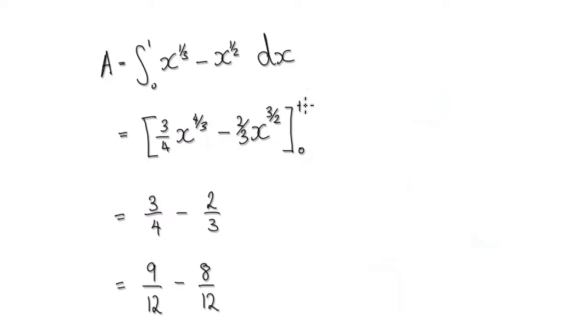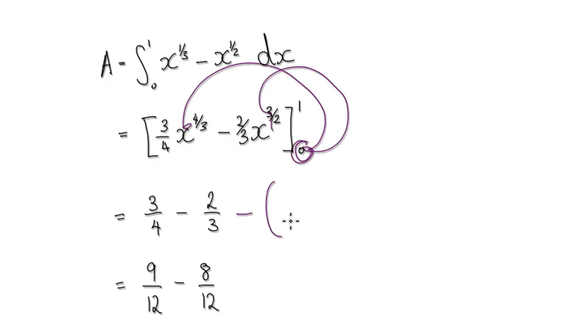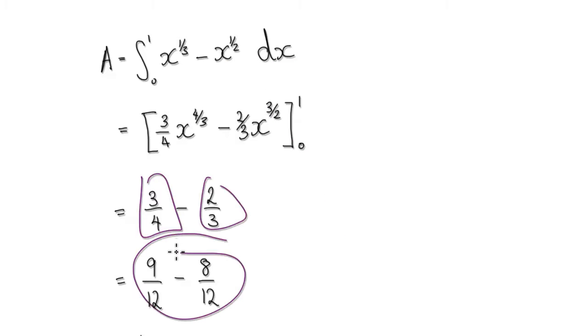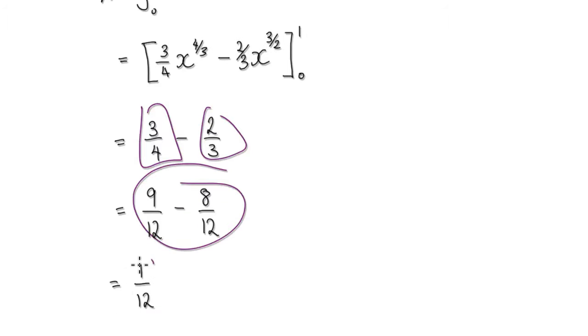When you put 1 into here, you can use the same argument, and it will give you this. When you put 0 into here, it will be 0, and when you put 0 into here, it would also be 0. So it's really you doing this, take away 0, take away 0, but then that disappears, leaving you with this. Simplify this and it will give you 1 over 12. So that's your final answer.